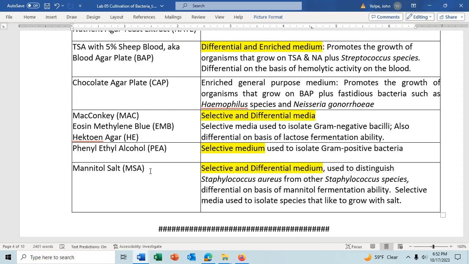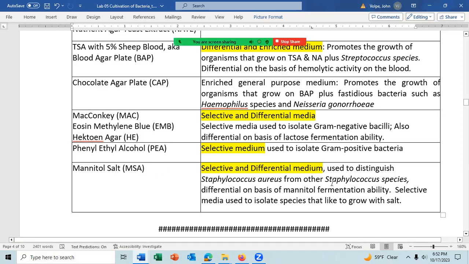Now it says that the mannitol salt agar is used to distinguish Staphylococcus aureus from other staphylococcal species. Do realize that other bacteria can grow on mannitol salt agar besides members of Staphylococcus, meaning the members of the Staphylococcus family.